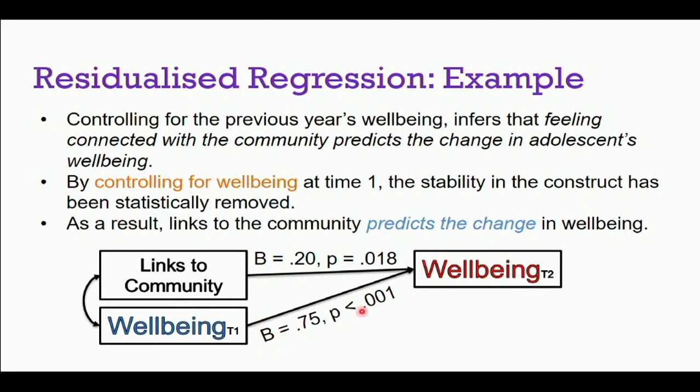We can see here a strong correlation between well-being at time 1 and time 2, but even after controlling for that, we can still see there's a significant correlation between links to community and well-being. So by controlling for well-being at time 1, the stability in the construct has been removed, and as a result, the only thing that's left, links to community, actually predicts any change in well-being.